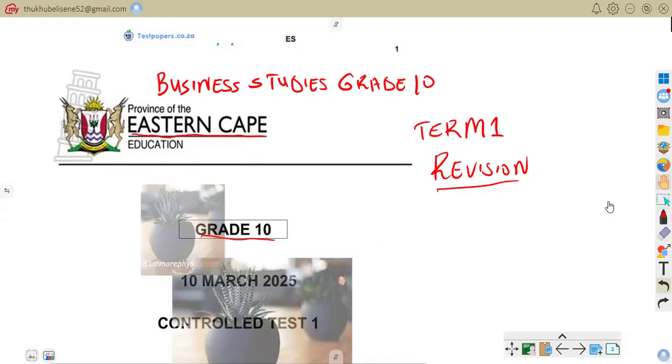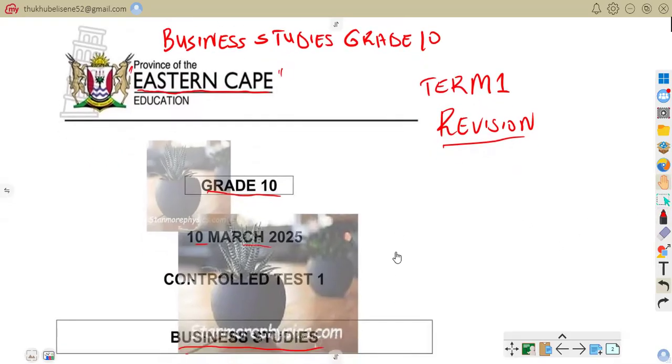We are on Business Studies Grade 10, Term 1, revision for the paper which was written in Eastern Cape. Remember, we did the one that was written in KwaZulu-Natal and Limpopo. So now we are on the one which was written in Eastern Cape. This paper was written on 10 March 2025. So we are going to make our preparation with this question paper to try by all means to fully prepare for the Term 1 test that you are going to write. So that is that, good people.